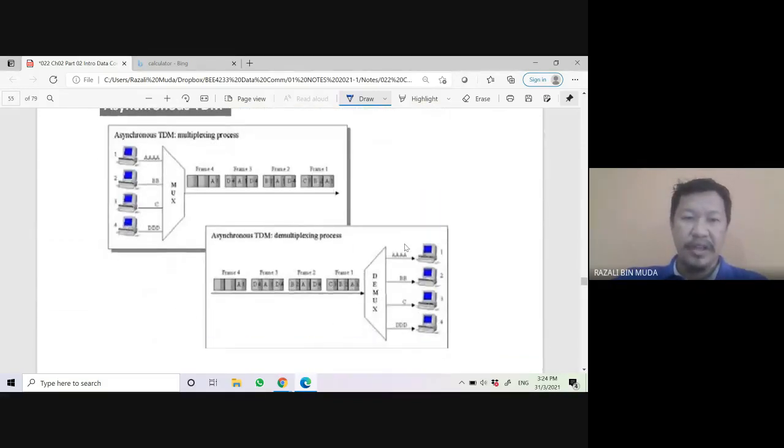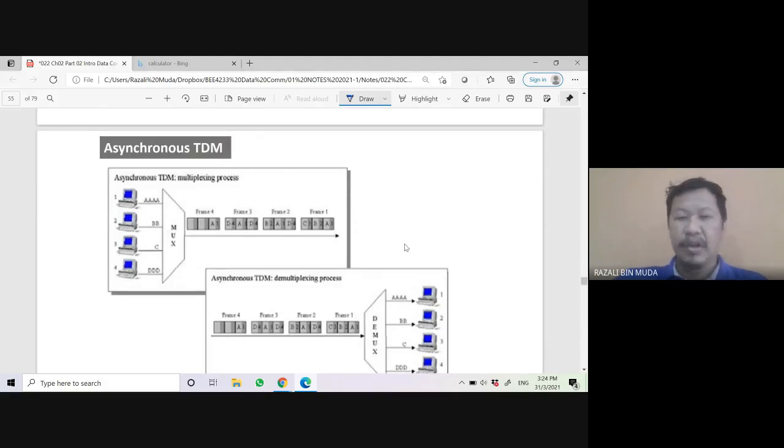For the asynchronous TDM, the slot and the number is different. So the input is the same, 1, 2, 3, 4. Number 1 has 4 inputs, number 2 has 2 inputs, number 3, C, has 1 input, and number 4 has 3 inputs. Okay, so you can see that in this asynchronous TDM, it is different. Now, all frames will be occupied. 1, 2, 3, 1, 2, 3. There is no empty slot.